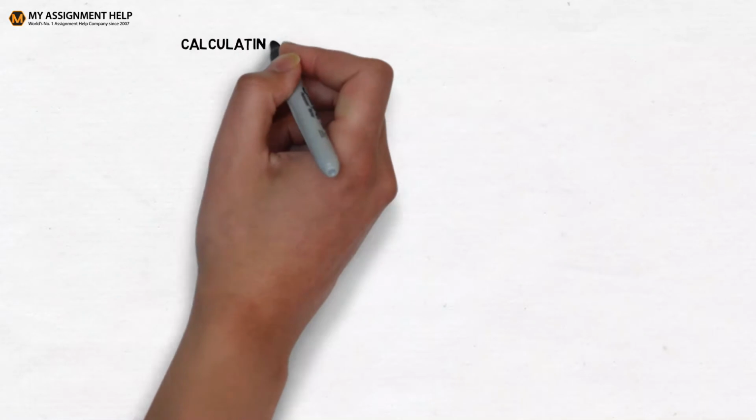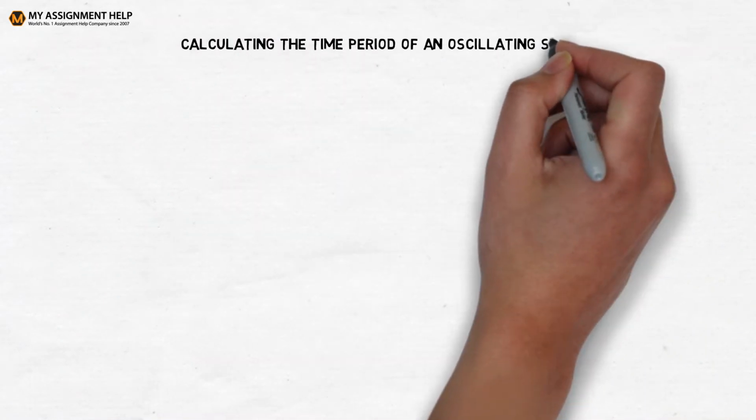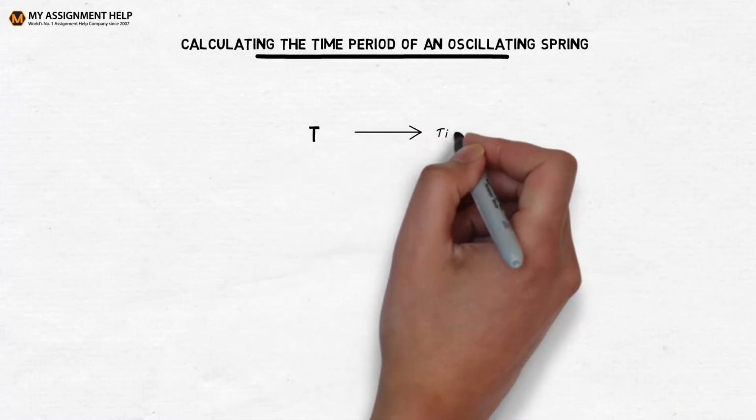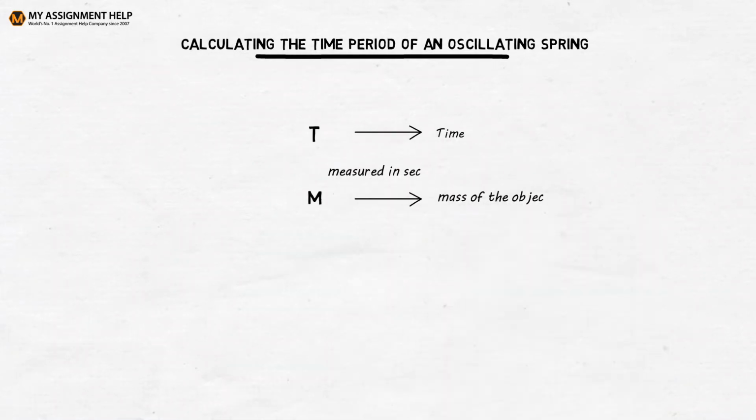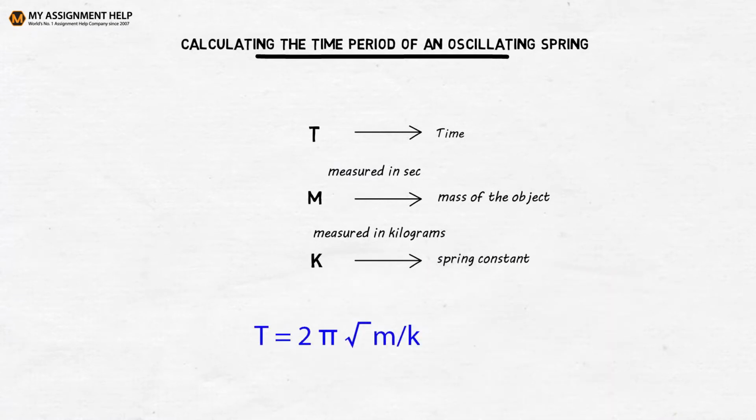Calculating the time period of an oscillating spring. Remember, time is denoted by T and is measured in seconds, m denotes the mass of the object and is measured in kilograms, and k is the spring constant. The equation is T equals 2π multiplied by the square root of m divided by k.